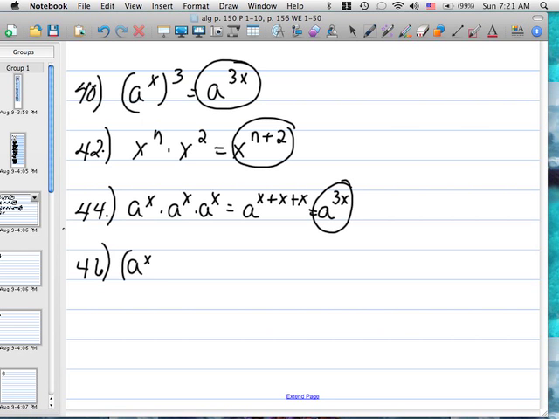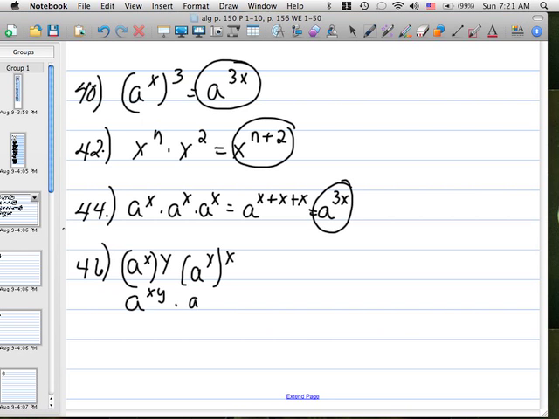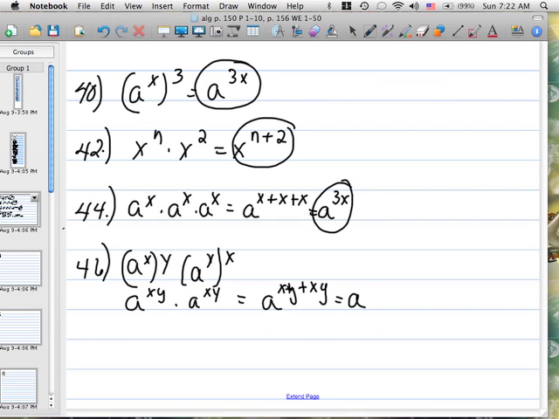46, we have a to the x taken to the y power times a to the y taken to the x power. So this is a to the xy power times a to the yx power, which is the same as xy. So now since the bases are the same, we can add the exponents. So it's a to the xy plus xy power. That's 2xy's. So it's a to the 2xy.